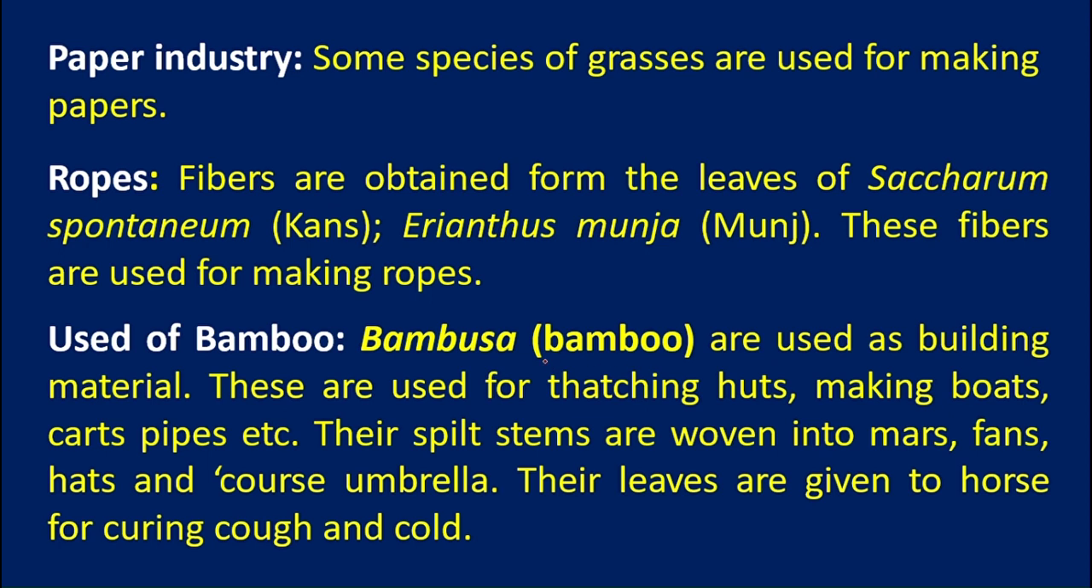Bamboo is an example of a monocarpic perennial, which can produce flowers and fruits only once in a lifetime. Used as building material, these are used for thatching huts, making boats, carts, pipes, etc. Their split stems are woven into mats, fans, hats, and coarse umbrellas. Their leaves are given to horses for curing cough and cold. So these are all some economically valuable products we are getting from bamboo plants.